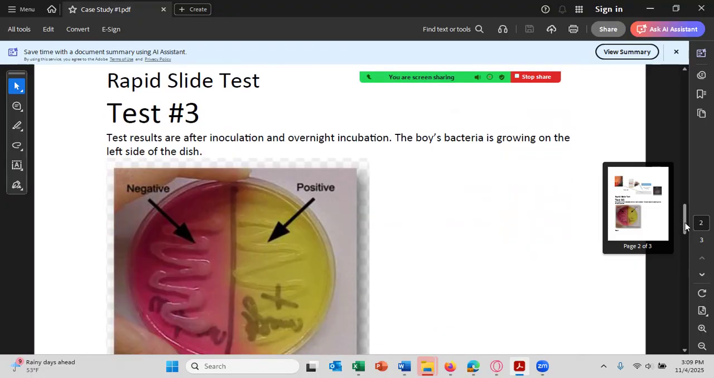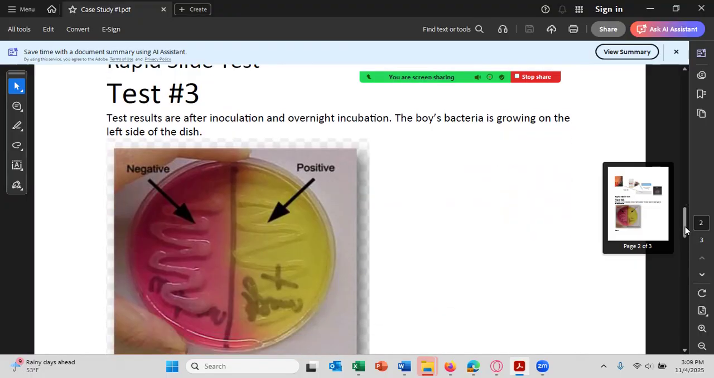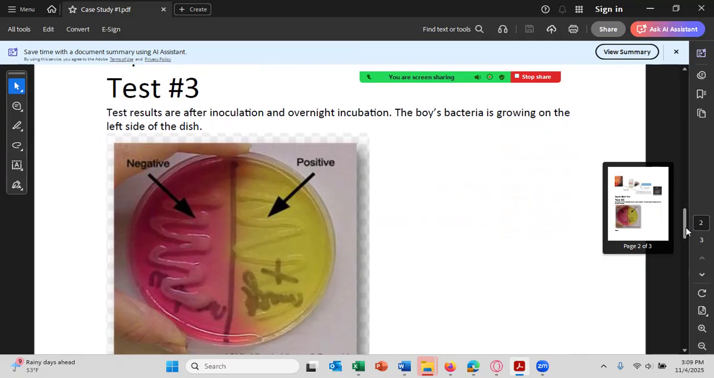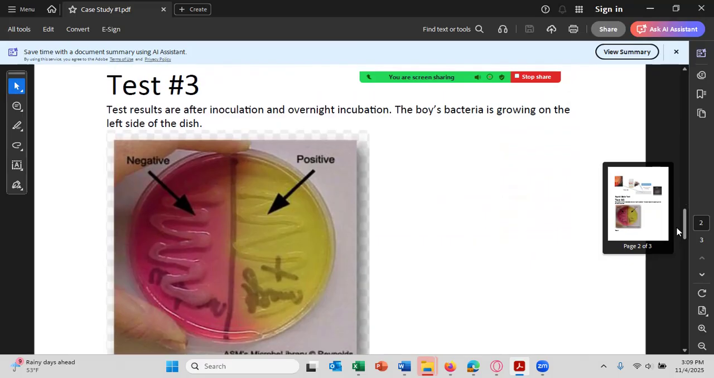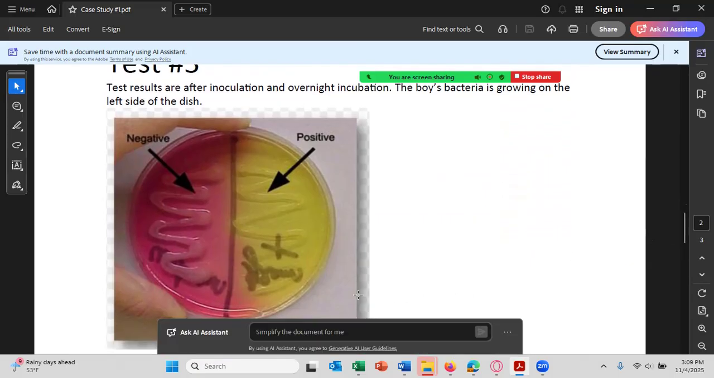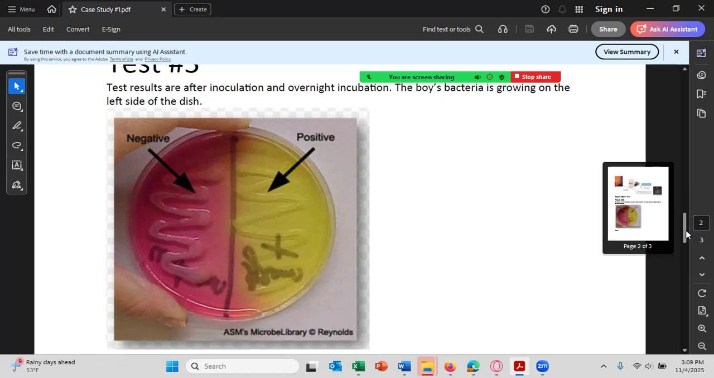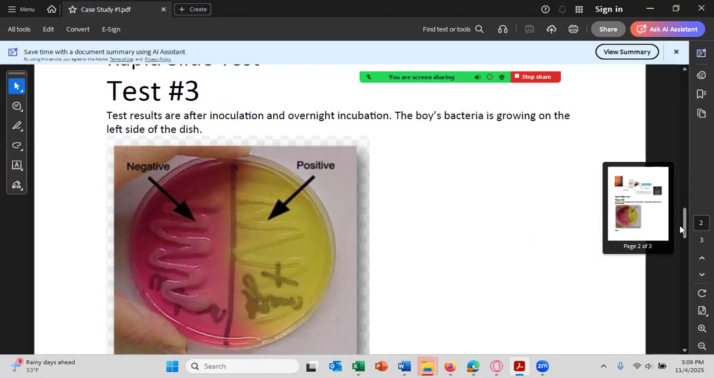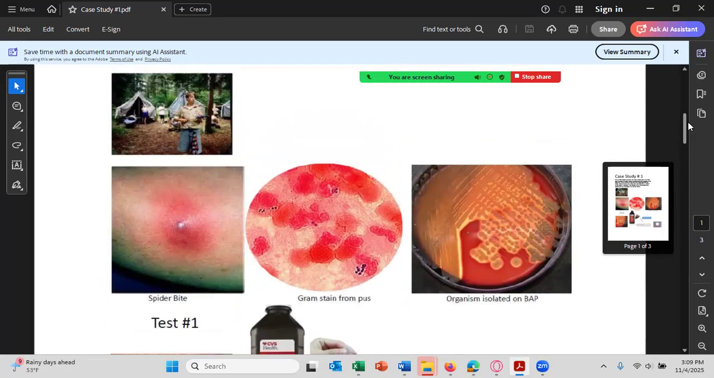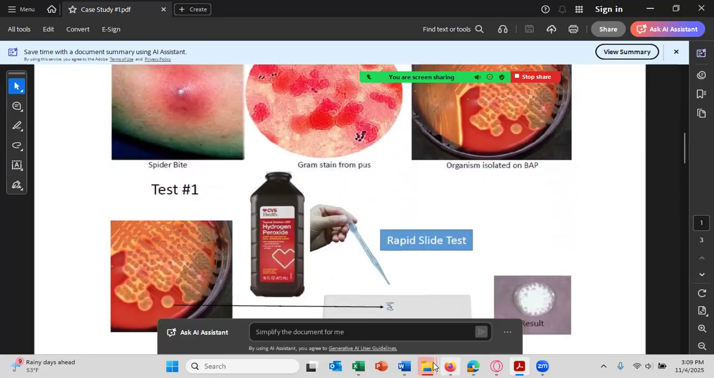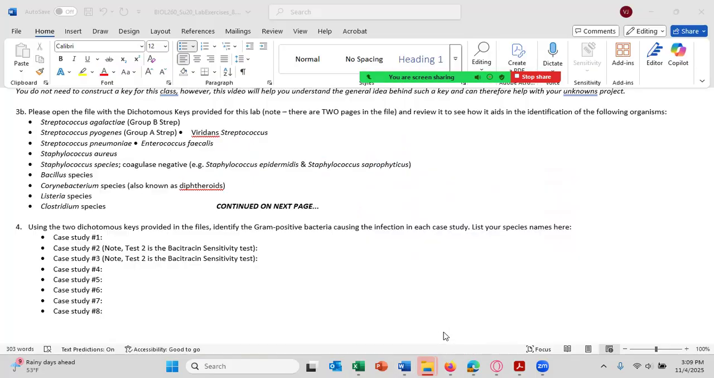And then for test 3, they're growing the bacteria on a MacConkey's agar plate. The bacteria is shown on the left side of the plate. Is that MacConkey's or mannitol salt agar? Let me take a look at this.